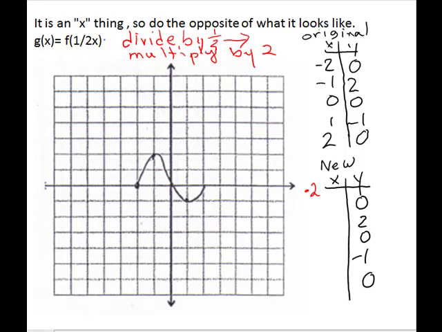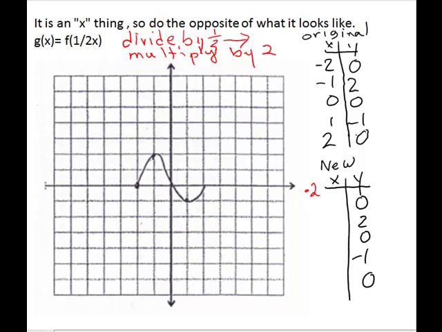For this problem, g of x equals f of 1/2 of x. Notice the half is inside with the x, so this is going to be an x thing. We're going to do the opposite. So it looks like a half is multiplied by x. We should divide by a half. Remember, to divide fractions, you multiply by the reciprocal, which would be flip it over. So we are going to multiply our x's by 2.